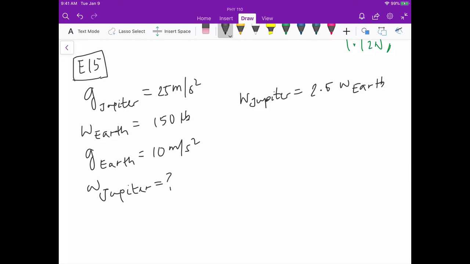Okay. Because when you go to a certain planet, if its gravity is twice larger than the gravity of the Earth, your weight doubles. Your mass never changes. It's just multiplied by the gravity. So in this particular case, gravity on Jupiter is 2.5 times gravity on Earth, because one is 10, the other one is 25. So therefore the weight also is proportional.